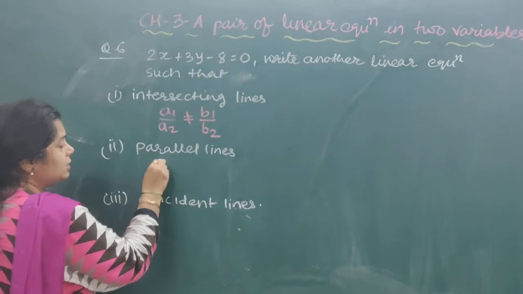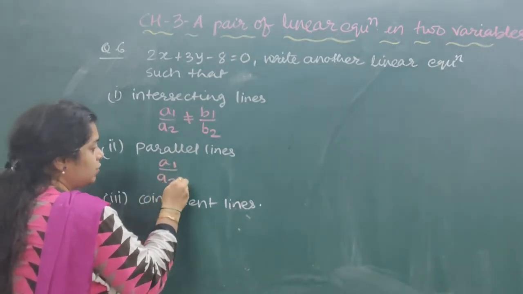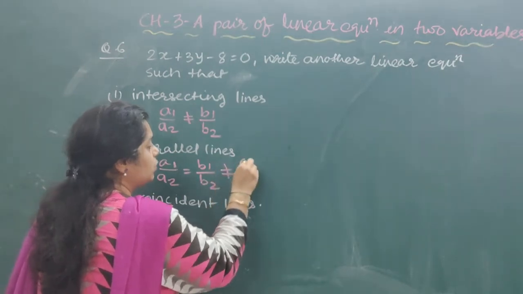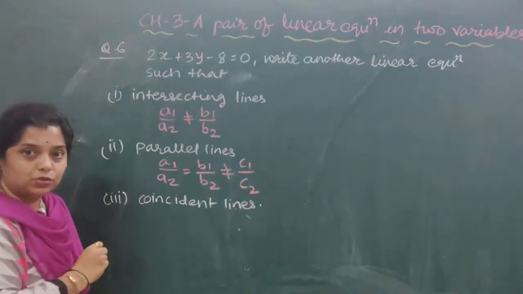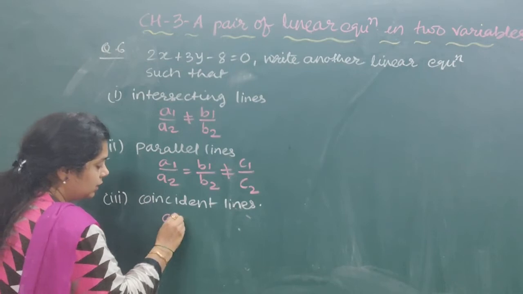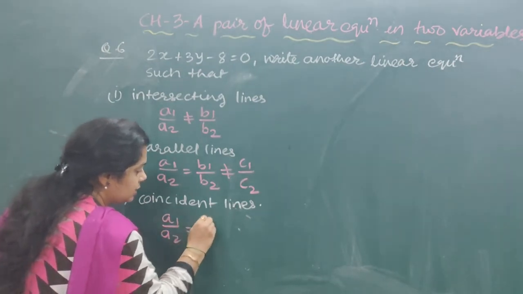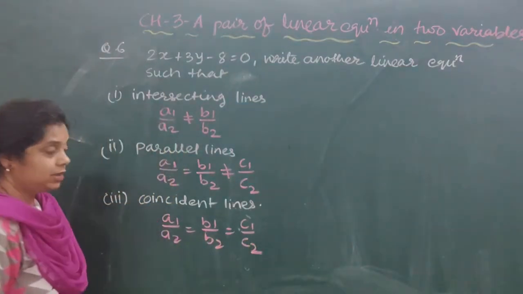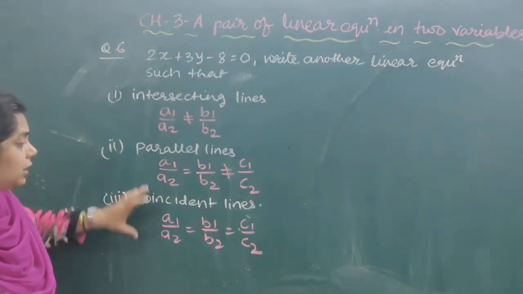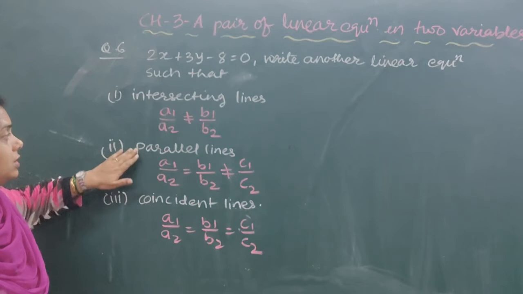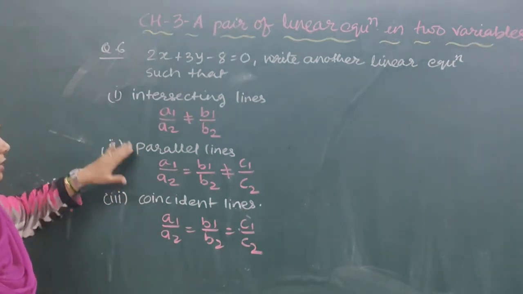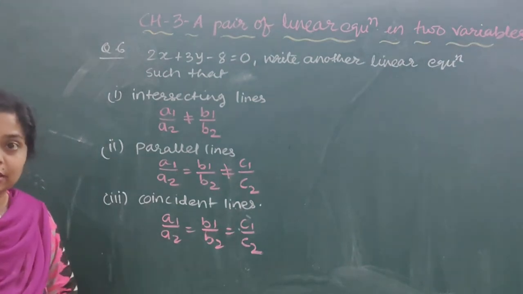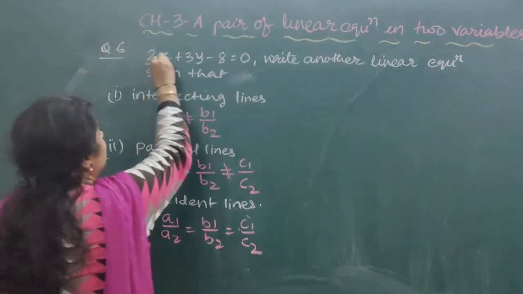And for parallel lines, A1 by A2 is equal to B1 by B2, but it is not equal to C1 by C2. And for the third one, it is A1 by A2 is equal to B1 by B2 is equal to C1 by C2. So these three conditions give us parallel, intersecting or coincident lines, right?